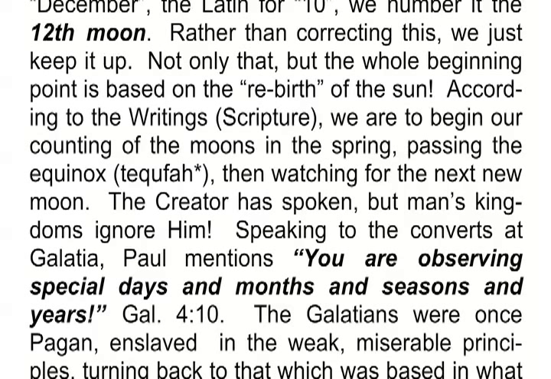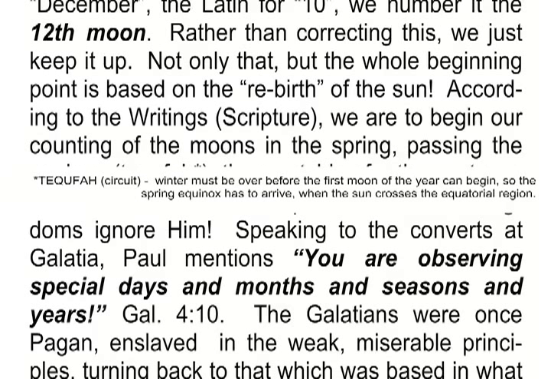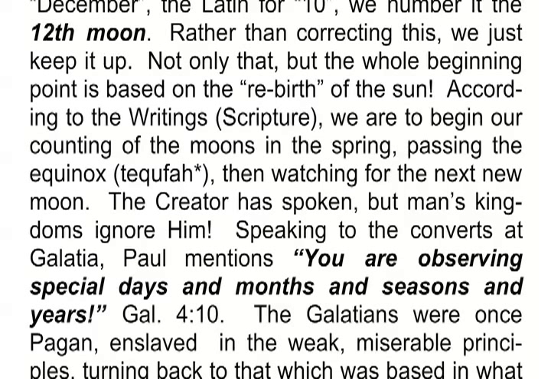Not only that, but the whole beginning point is based on the rebirth of the sun. According to the writings, scripture, we are to begin our counting of the moons in the spring, passing the equinox, Tekufa, circuit. Winter must be over before the first moon of the year can begin. So the spring equinox has to arrive when the sun crosses the equatorial region. Then watching for the next new moon. The Creator has spoken, but man's kingdoms ignore him.